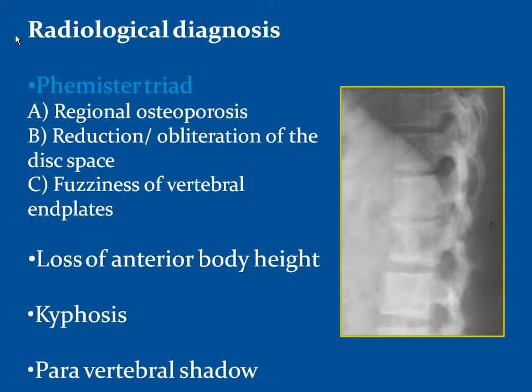However, a typical radiological diagnosis is based on the old, very well described Phemister triad on X-ray picture. There is a regional osteoporosis, there is reduction and obliteration of the disc space, fuzziness of the vertebral end plates, and loss of anterior body height, later on resulting into kyphosis, and is associated with paravertebral shadows.